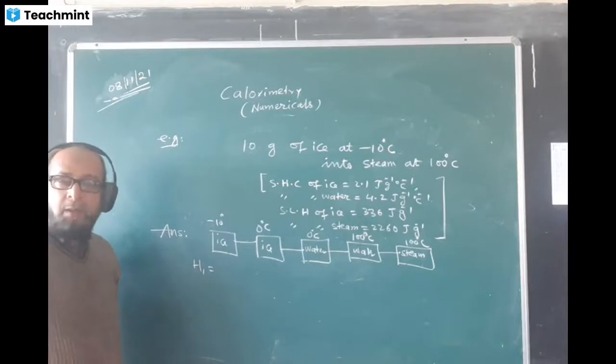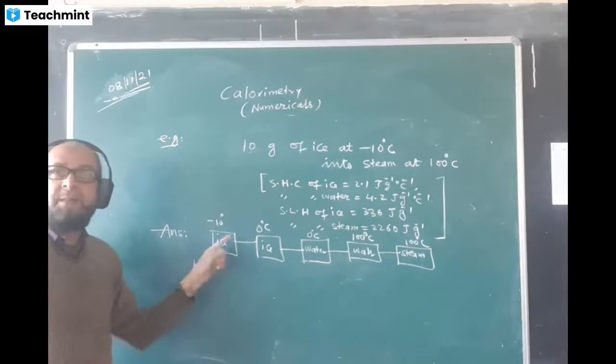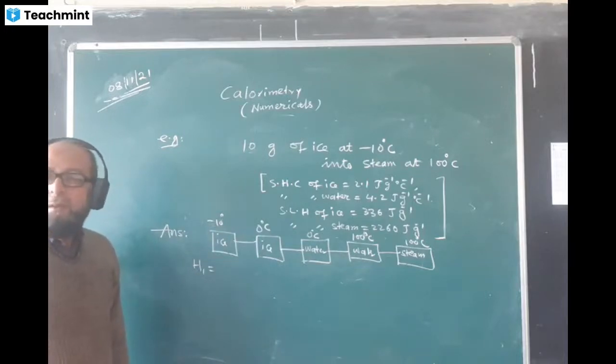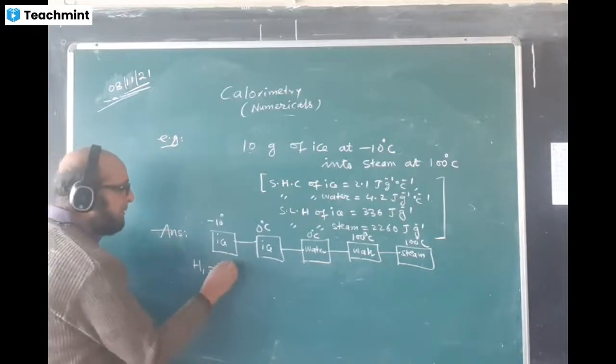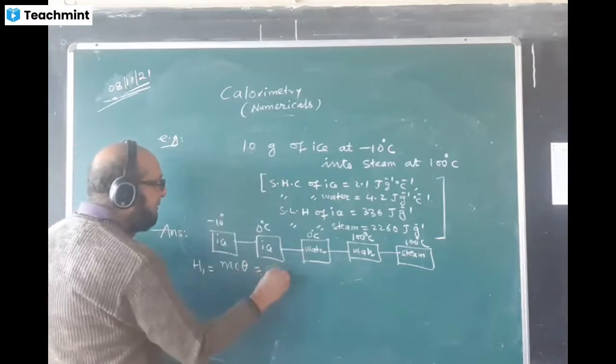Excuse me. What is theta known as? Temperature change. Which formula to use here? In this part, ice remains ice only. There is no change of the state. Only change of temperature taking place. Which formula to use? MC theta. Put the value and find out. The mass of ice is given, 10 grams.